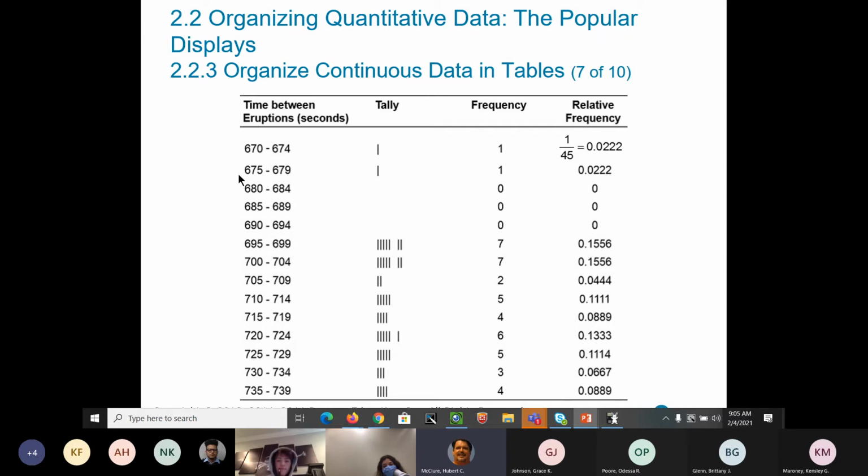The class width would be 5. And then you would have to find all those class boundaries and all of those midpoints. And that would take a few minutes.